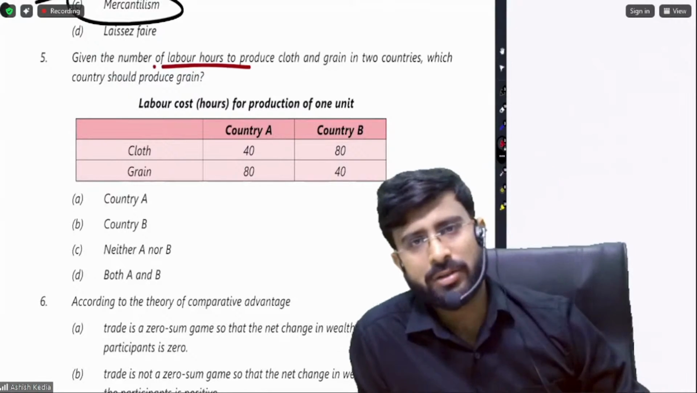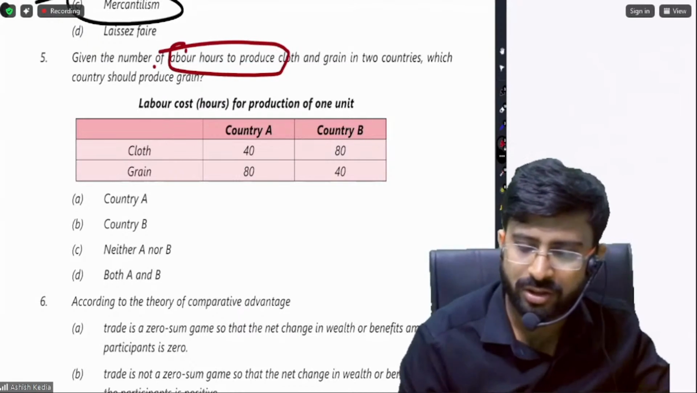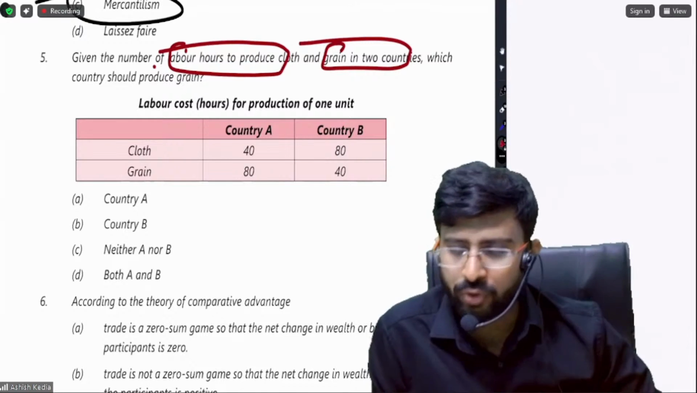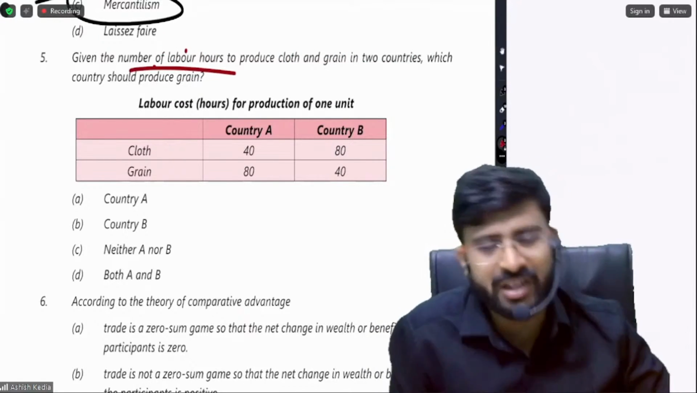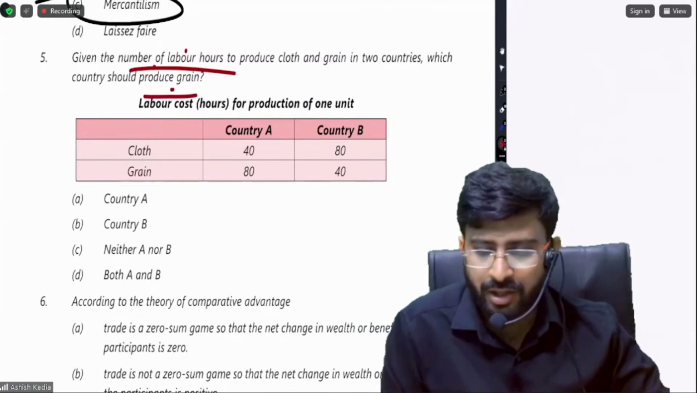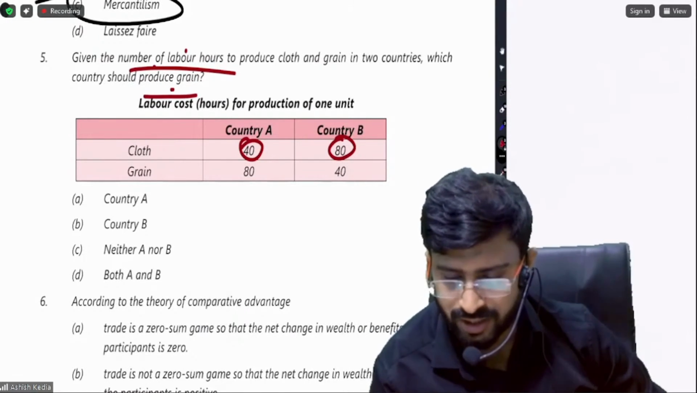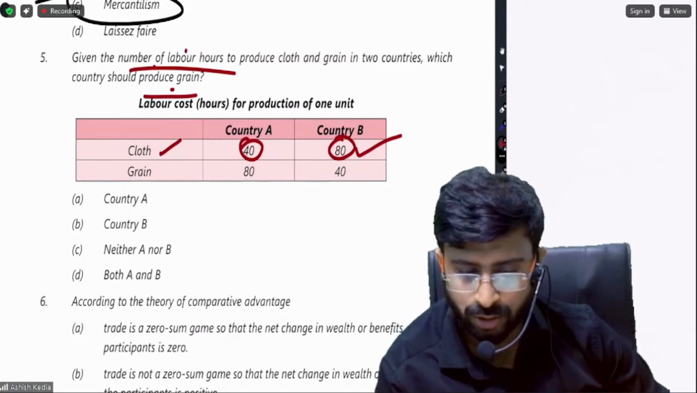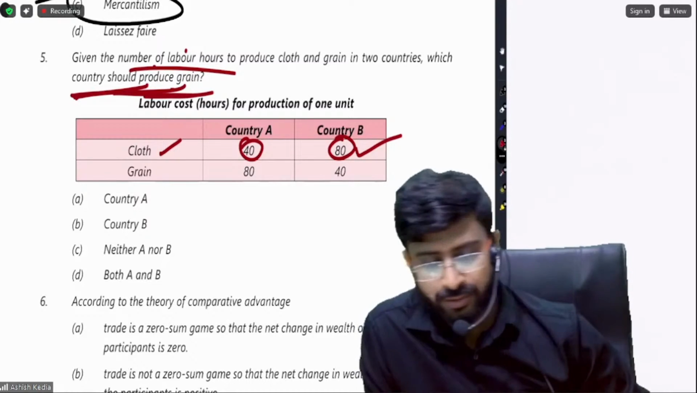Given the number of labor hours to produce cloth and grain in two countries, which country should produce grain? Given the labor hours, the same hours are written. Which country should produce grain? Let's see. Country A can make 40 cloth, country B makes 80 cloth. So country B has absolute advantage over cloth. The question is which country should produce grain?